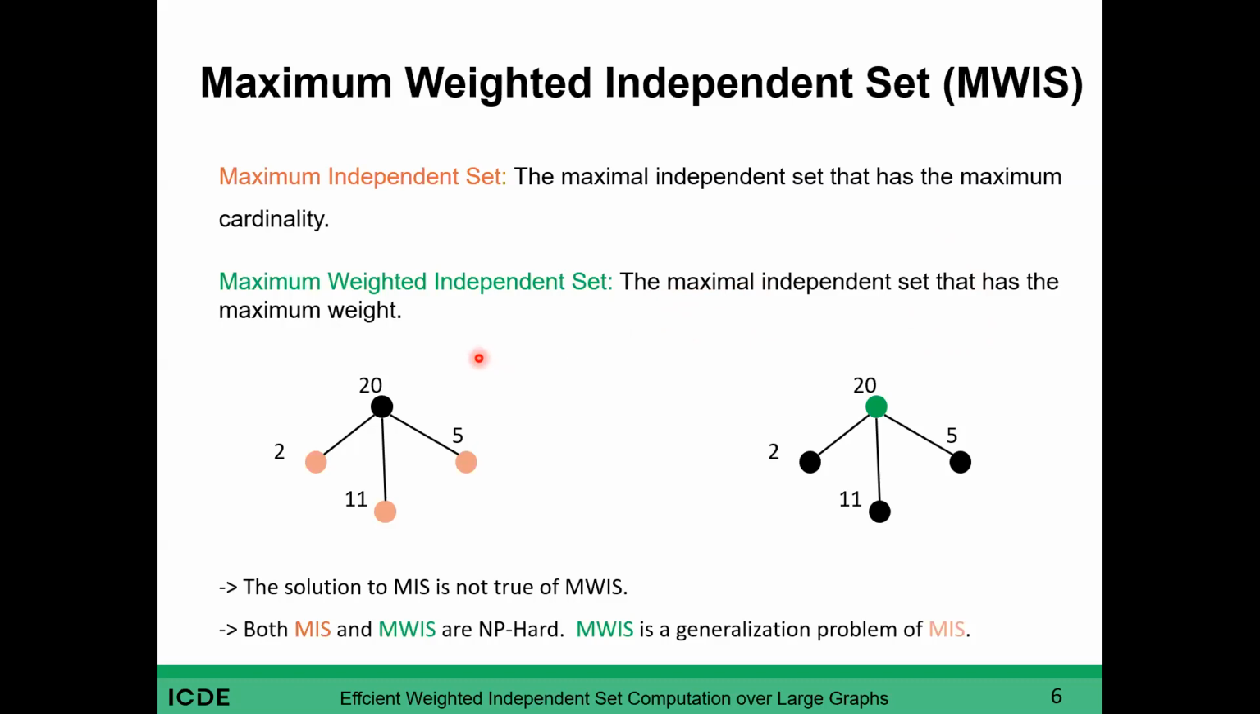Let's take an example as well. Here, every vertex is assigned a positive weight. The meaning of this weight depends on the concrete scenario. In this instance, the maximum independent set will take the orange vertices as a solution. However, this single vertex is actually the solution for our weighted problem. So we can see that the solution to the MIS is not true of our MWIS problem.